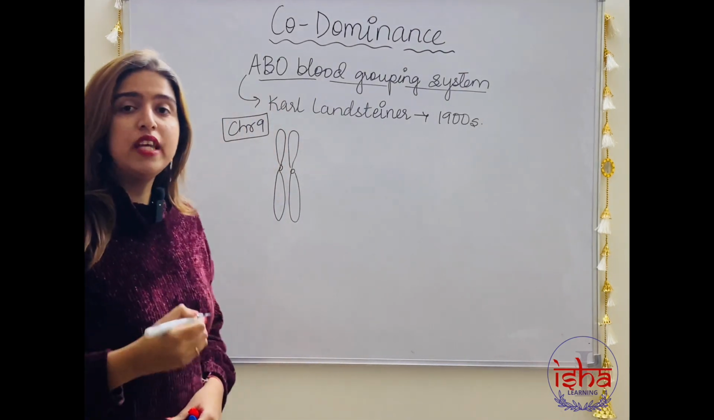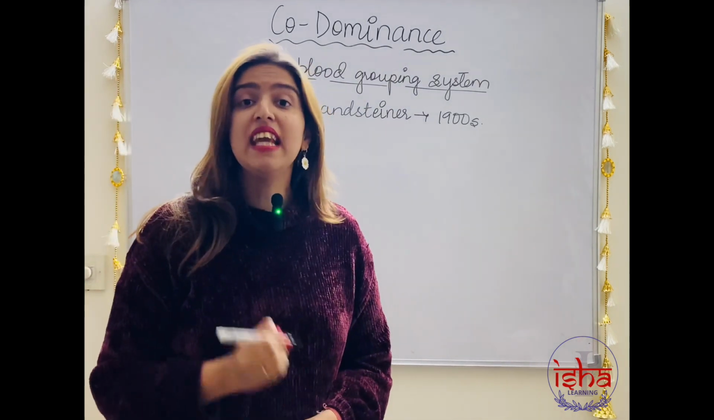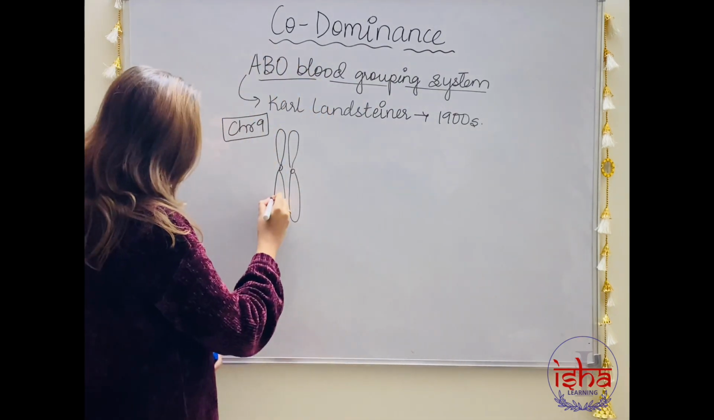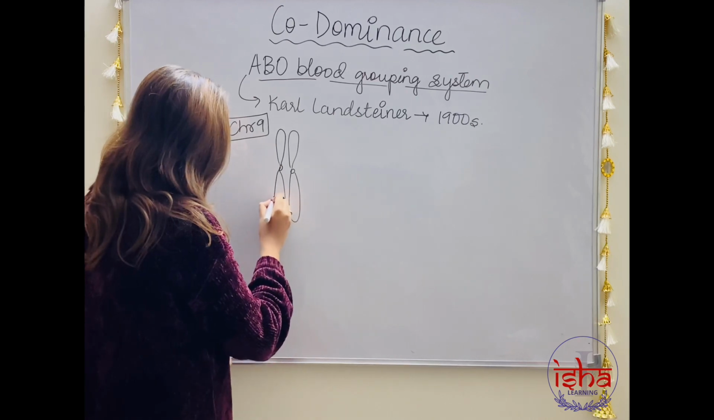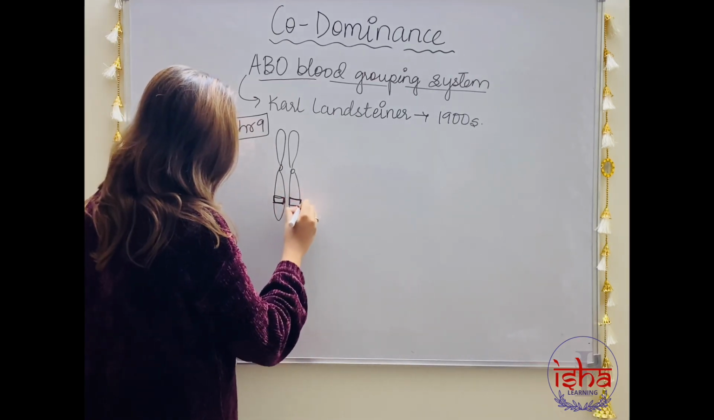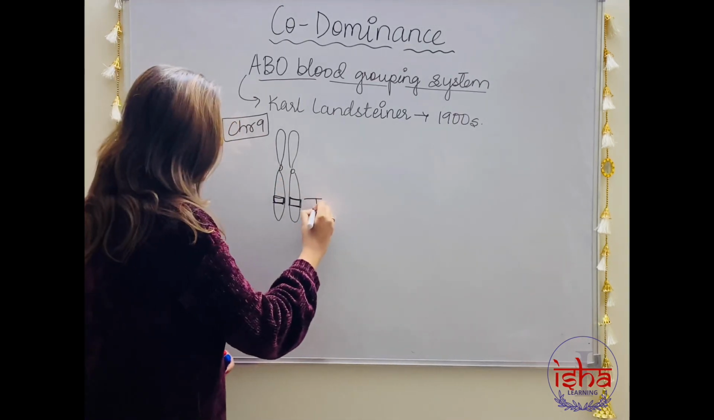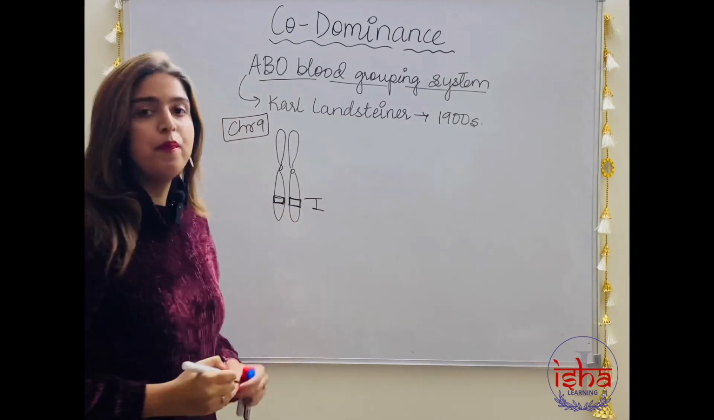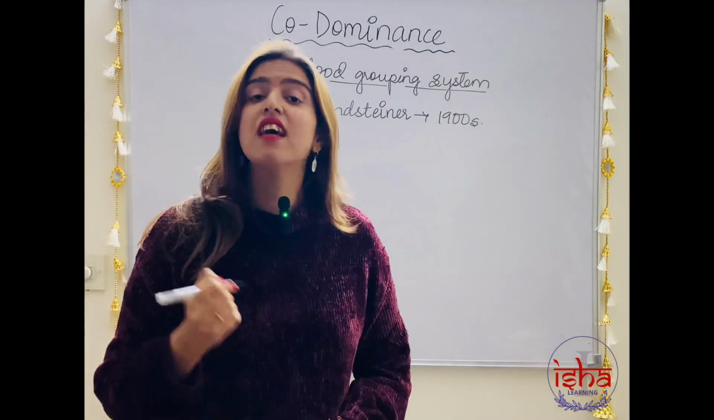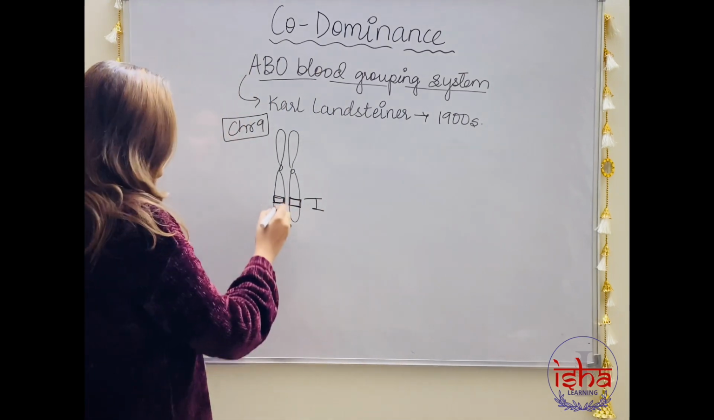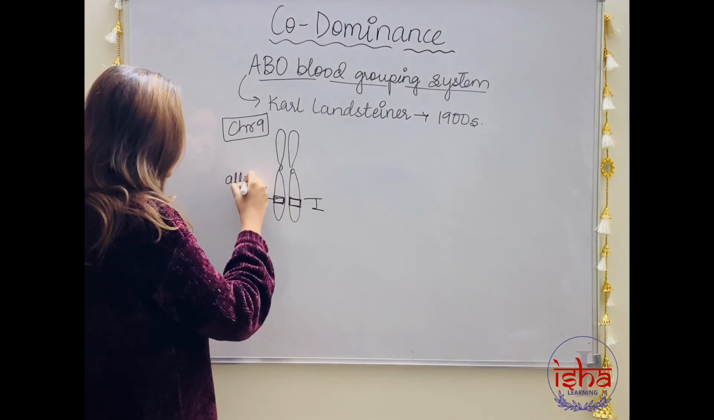So we have a gene located over here known as the I gene. Let's just draw the I gene. There are going to be 2 copies of this I gene. Now for this I gene, these 2 copies of the same gene are known as alleles. So they represent 2 alleles.